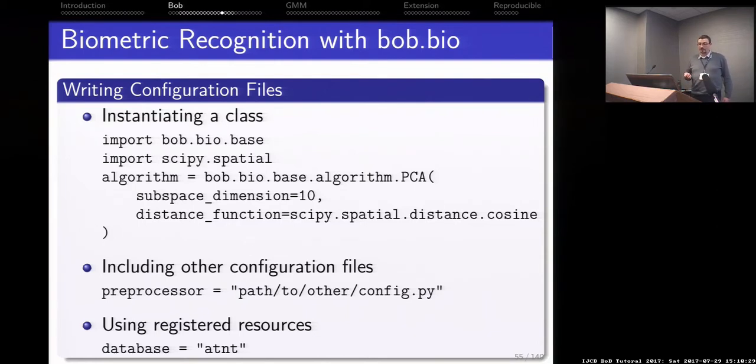Then you can also include other configuration files. For example, you had an experiment before and you want to use the same preprocessor as in this. You just say preprocessor equals, and then you put the path to the configuration file. And it will automatically pick up the preprocessor from that configuration file. And there is a third one, which is registered resources, where we have given names to some of the default configurations for some experiments. And we have registered them. And so you can, for example, say database equals AT&T, which is a registered resource. And it will pick up the data set that has been registered as AT&T.